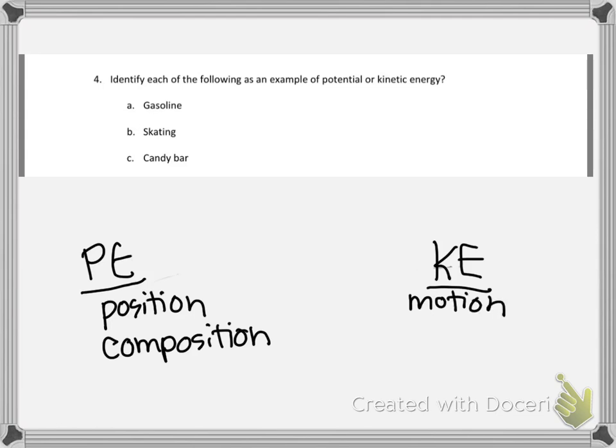So letter A, gasoline. Gasoline is a chemical, and we know when we react it by burning, it releases energy. So a chemical has energy inside of it, and gasoline would have potential energy. Skating. If you're skating and moving around, any type of motion would be kinetic energy.